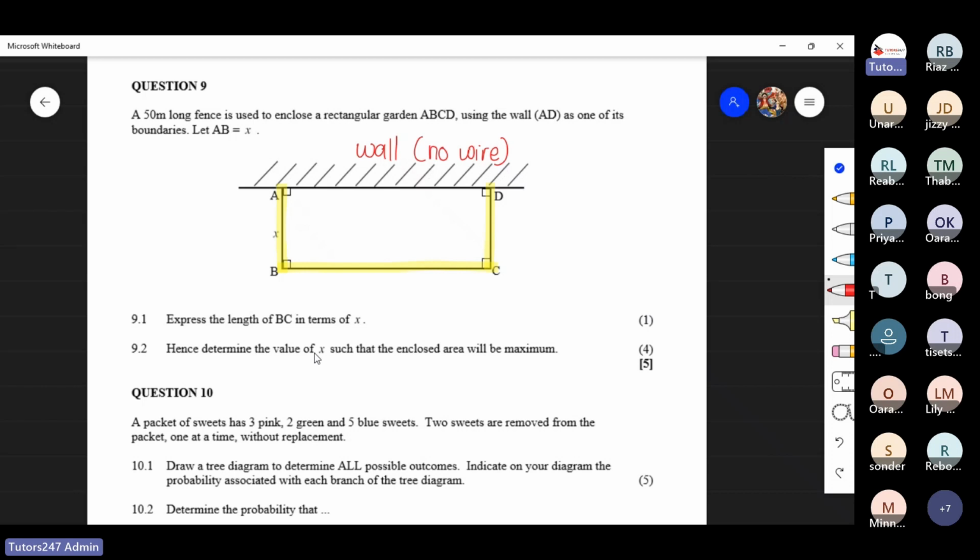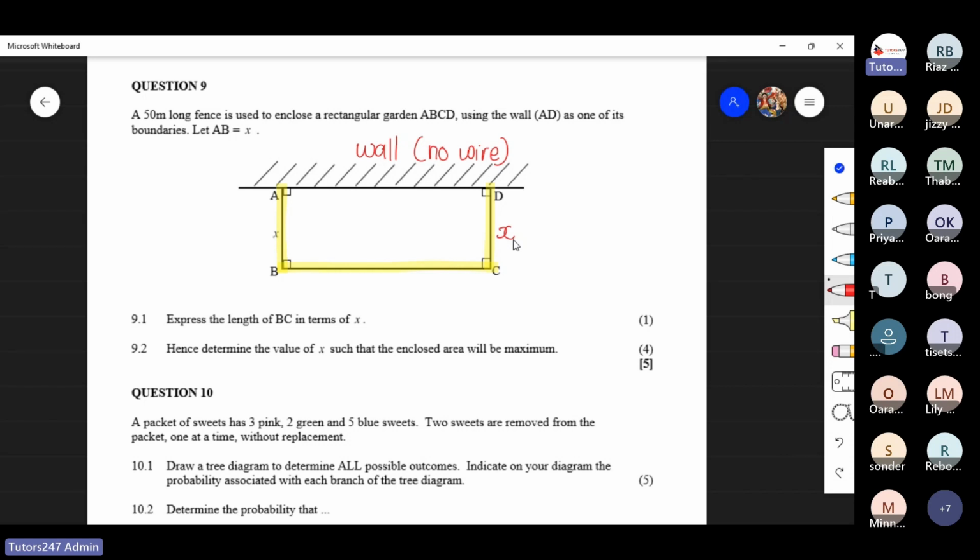Now, as you can see, they've stated that this forms a rectangular garden. What do we know about rectangles is that opposite sides are equal. So if AB is X, that means CD is also X. Unfortunately, we don't know what BC is, so we can't say what AD is. But AD will be equal to BC.